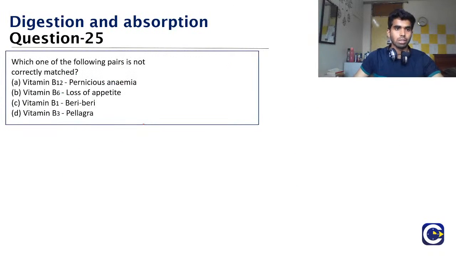Now question number 25. Which one of the following pairs is not correctly matched? Option A, vitamin B12, pernicious anemia. Option B, vitamin B6, loss of appetite. Option C, vitamin B1, beriberi. And option D, B3 and pellagra.